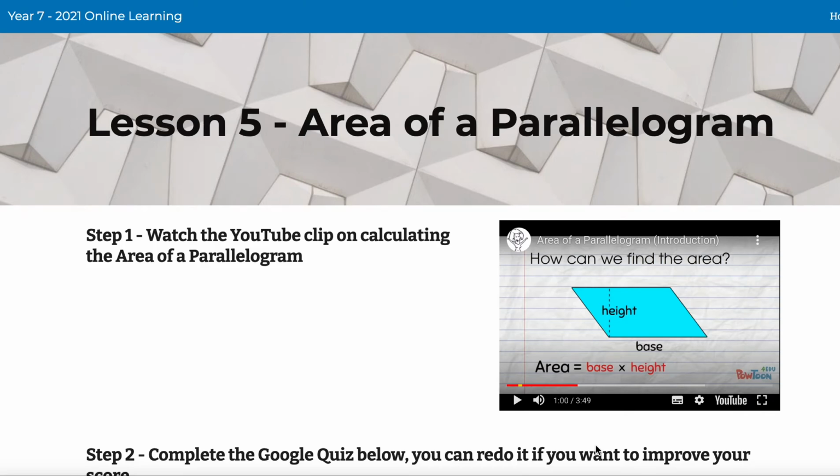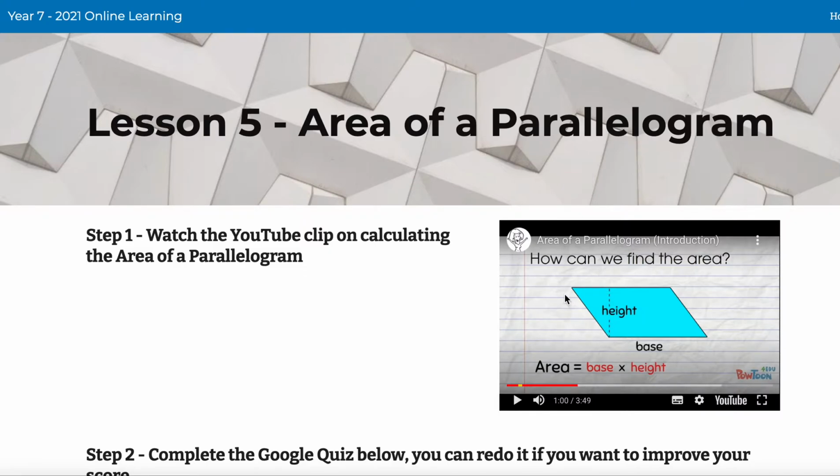Okay, so we're moving on to lesson 5 now, which is all about the area of a parallelogram. And I've got my little YouTube clip up here. I've worked out that the way we find the area of a parallelogram is we use this formula here, which is just the base times the height. And the base is this bottom side here, and the height is the perpendicular height here.